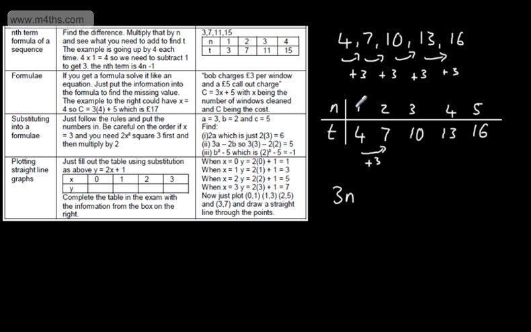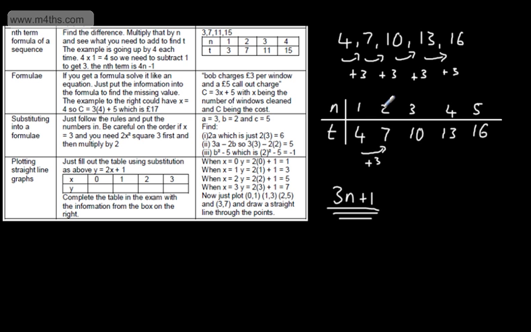If I substitute n is 1 into here, 3 times 1 is 3. What would I do to get to 4 from 3? The answer is add 1. This is the nth term of this sequence. Does it work for this one?